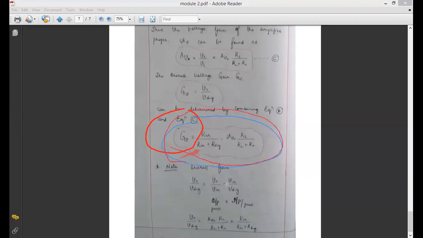So overall output gain is nothing but AV naught into RL by RL plus R naught, and this is the output port gain, and the input gain is given by Rin divided by Rin plus R signal.